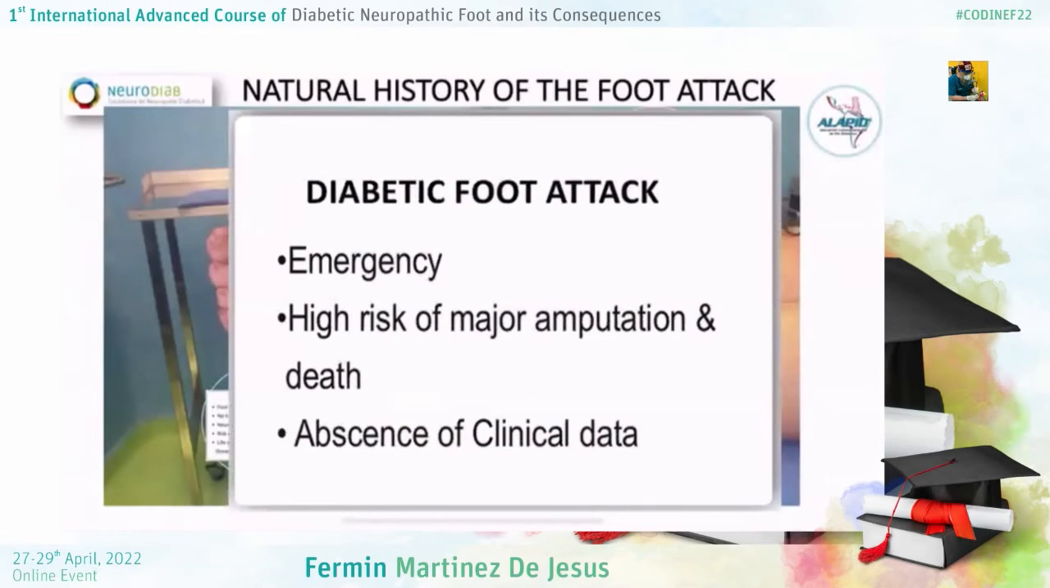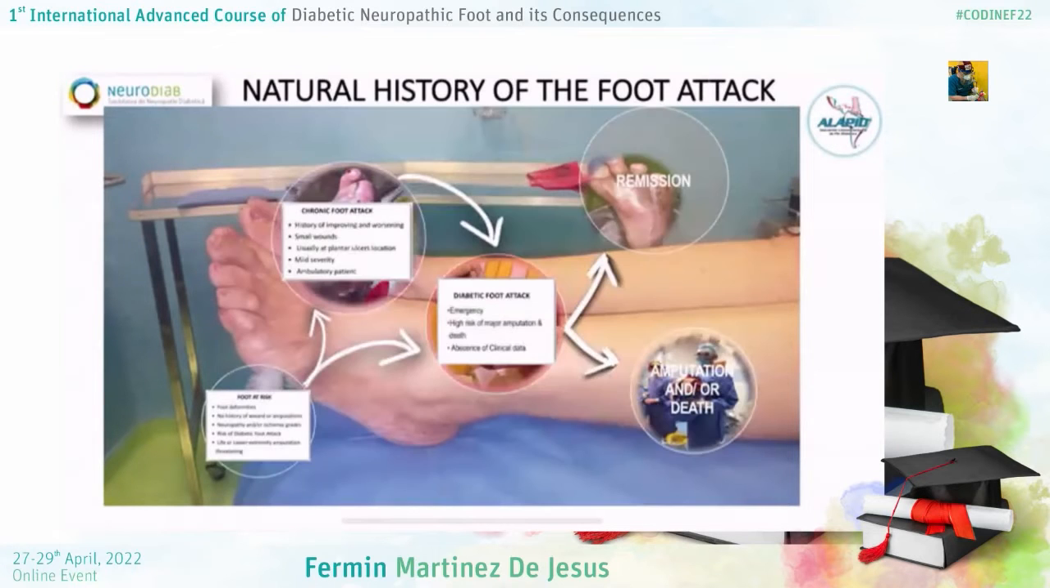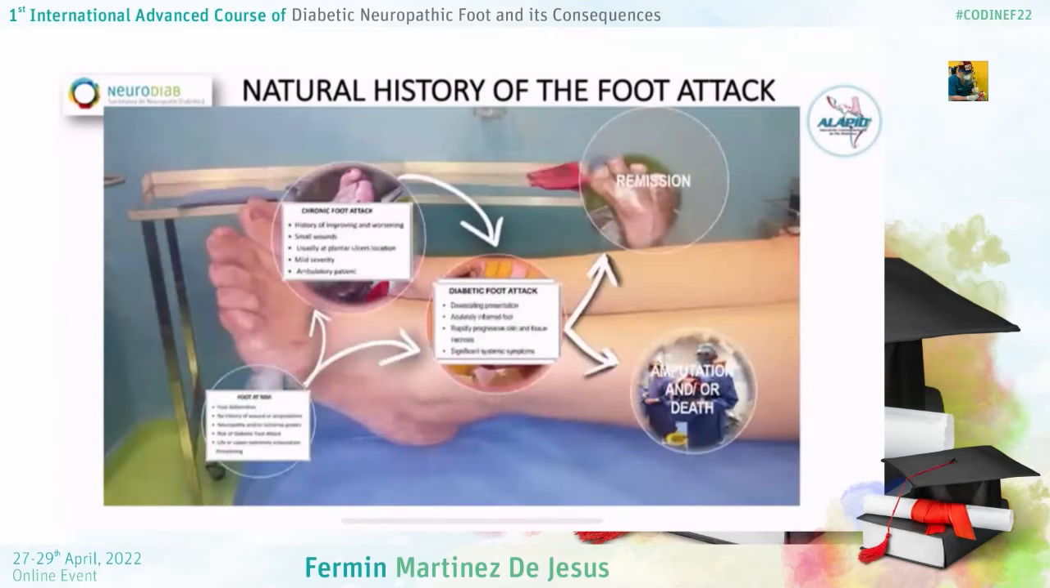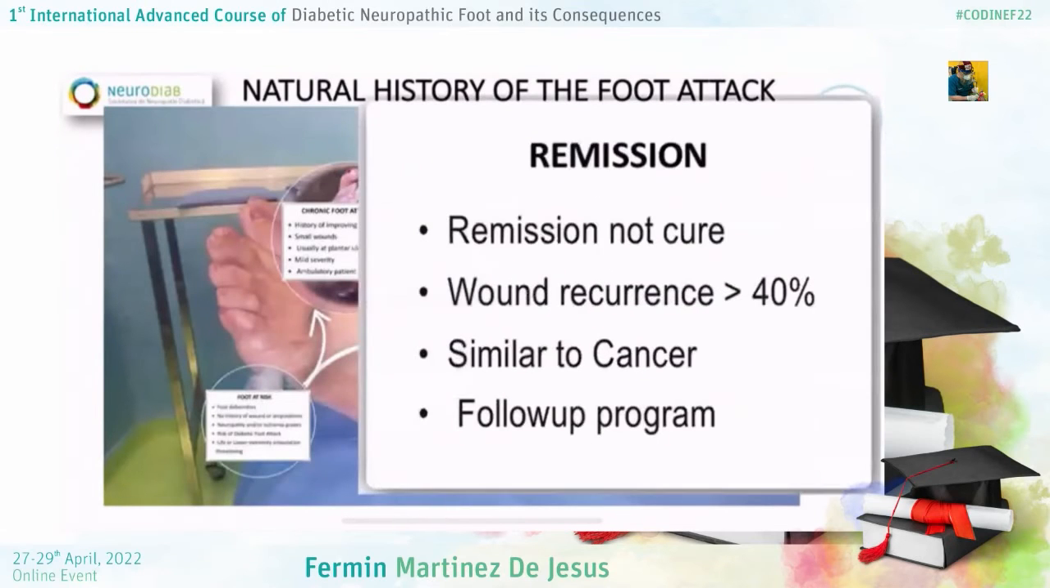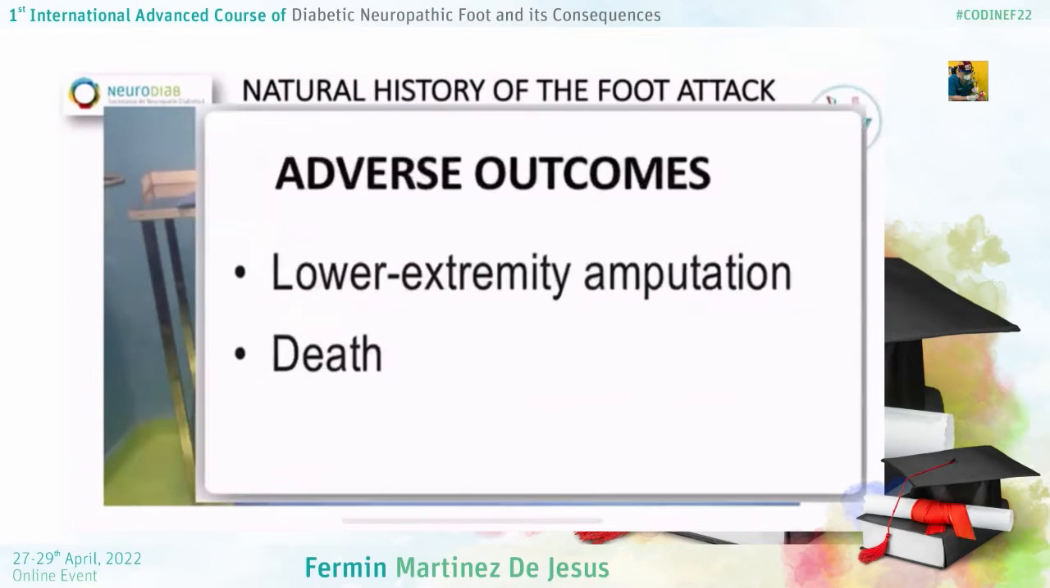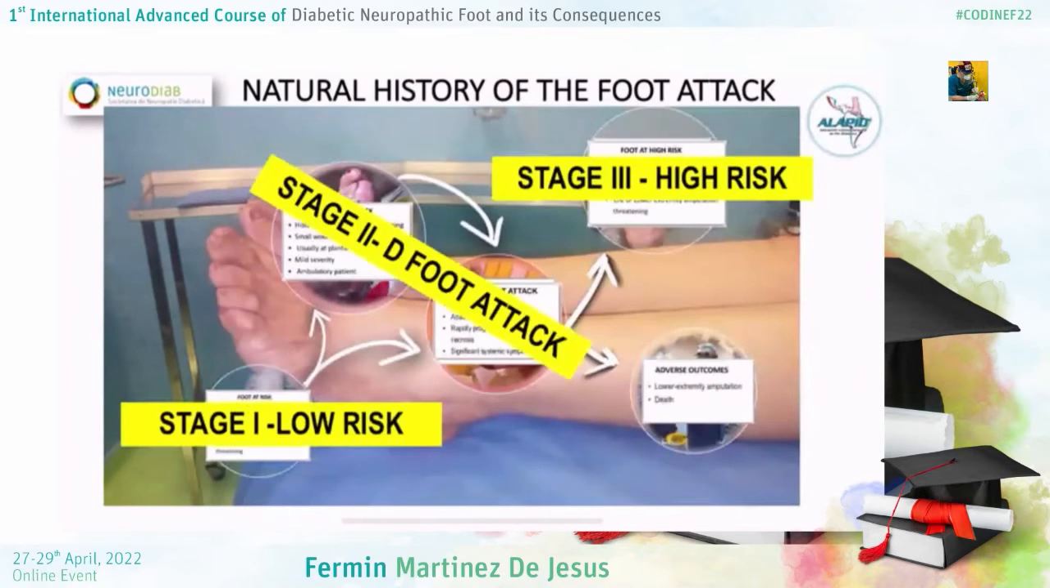The acute diabetic foot attack is an emergency with a high risk of major amputation and death, with absence of clinical data. It's a devastating presentation with an acutely inflamed foot, with rapidly progressive skin and tissue necrosis, with significant systemic symptoms. It may progress to good evolution, to remission, not cure, or finally progress to an adverse outcome with lower extremity amputation or death.